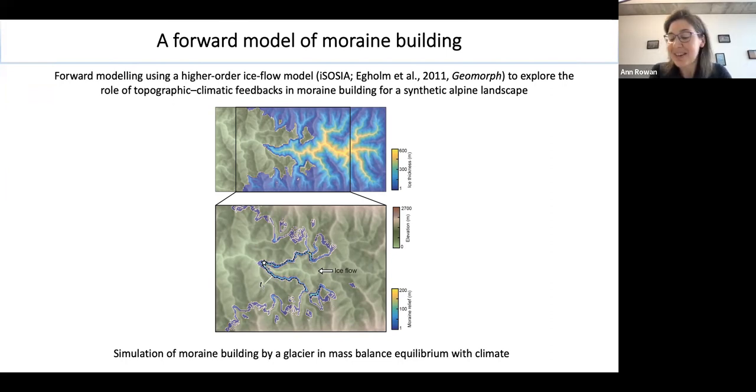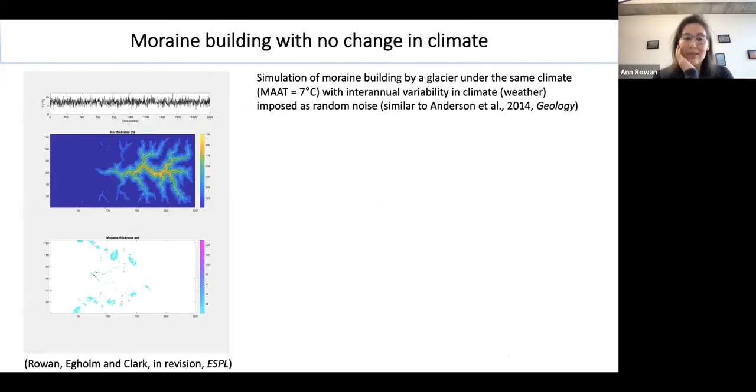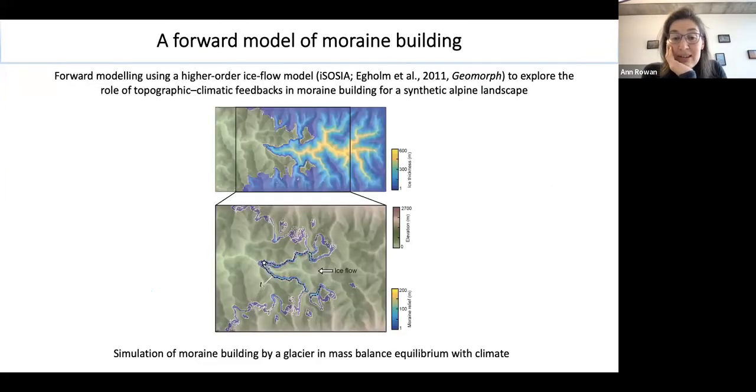So I'll show you some of the results from this. Actually, the very first example is this one. This is a steady state simulation, so this is the starting point for the simulations I will show you in the next slides. This steady state glacier builds a single moraine, and the moraine represents this point indicated by the white star, which is the maximum extent that the glacier advances to. So that's great. That moraine is a really clear record of how the glacier has changed, or not changed in this case, over time. It's a clear indicator of a climatic control on ice extent.